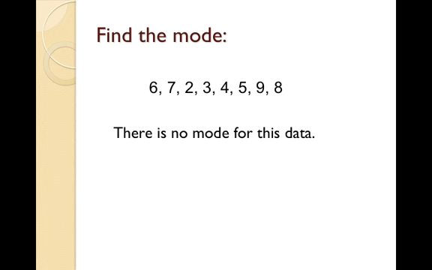All right, we're going to do the same thing for 6, 7, 2, 3, 4, 5, 9, and 8. Everybody occurs once, each individual value, so there is no mode for this data.